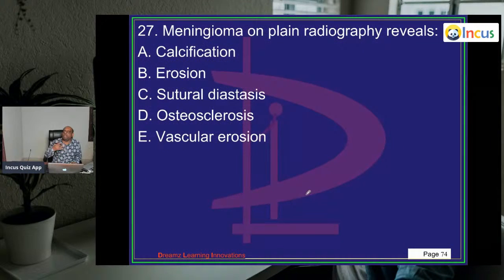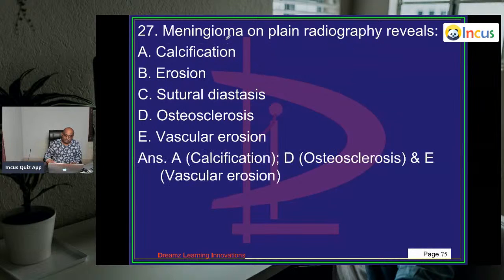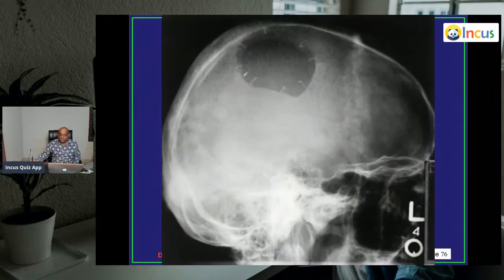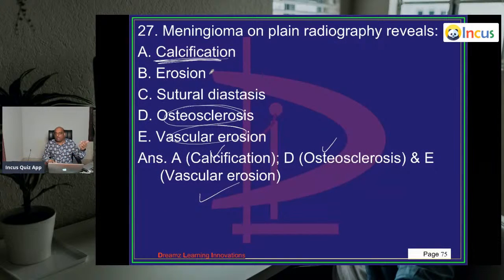Now doctor, meningioma. If you do plain radiography, what does meningioma reveal? There is calcification, osteosclerosis, vascular erosion. These are all the features of meningioma. Meningioma is one of the tumors that shows the presence of psammoma bodies, calcification, degeneration, etc. Osteosclerosis, any vascular erosions, they're all possible with meningioma. So this is how you can see the presence of the meningioma leading to the erosion.